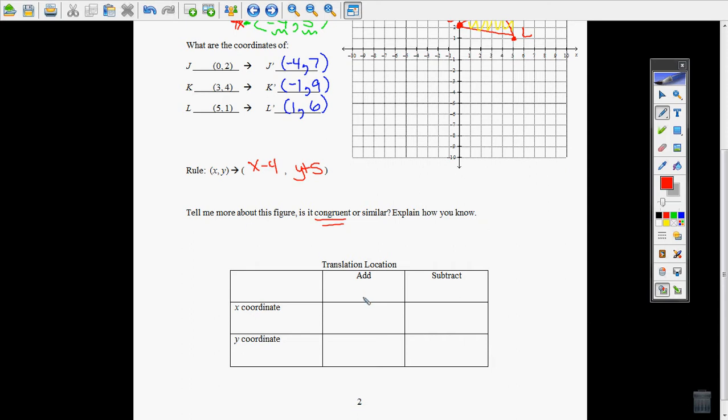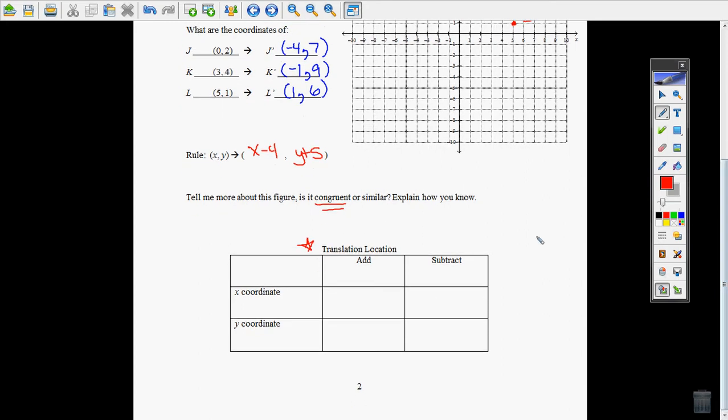So here, this is just a little cheat sheet, just a little putting into words how you know which direction to go. So your x coordinate, you add if it's going to the right, and you subtract if it is going left. And on the y coordinate, you add if it's going up, and you subtract if it is going down.